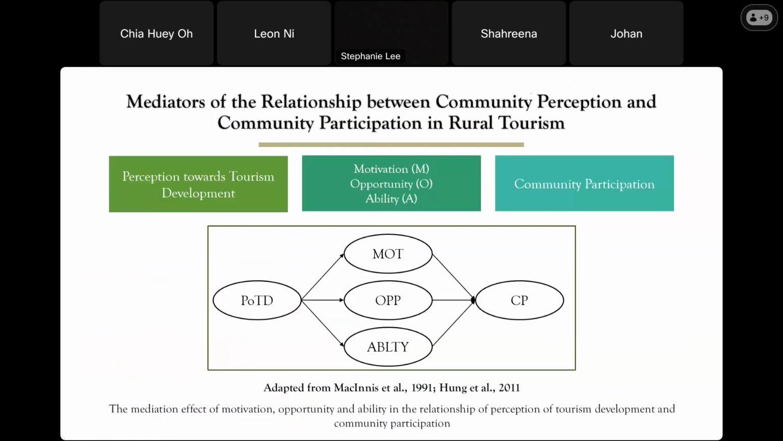Okay, are you seeing the next slide on the research model? The mediators of the relationship between, yes. Yes, that's the slide. Okay, thank you.